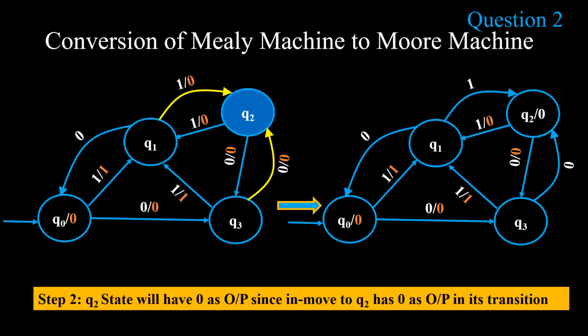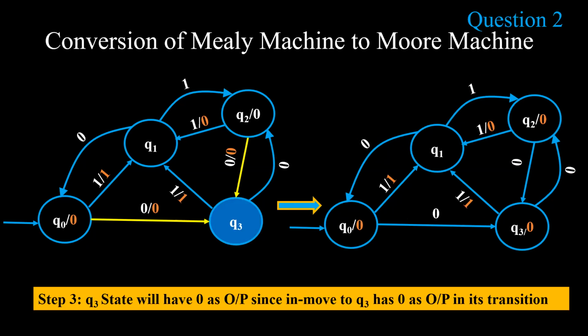Then Q1 requires a split. We will wait till the end. Q2 does not require any split, so we will convert this, taking into consideration both the inputs. Output was 0, and it has been converted into Moore. Now we consider Q3. Since no split was required, we will consider both the in moves to Q3, one from Q0, another from Q2, and we will again convert it.